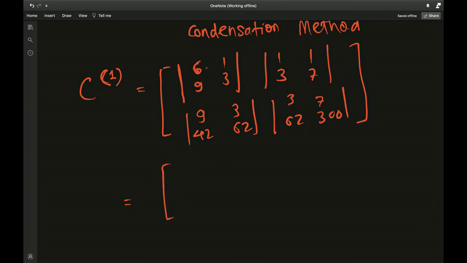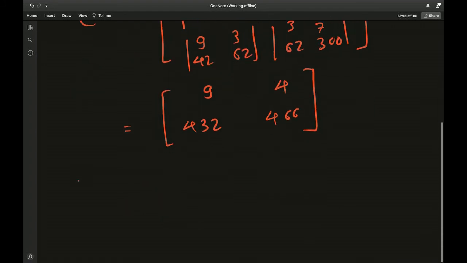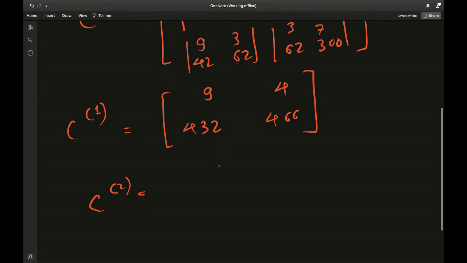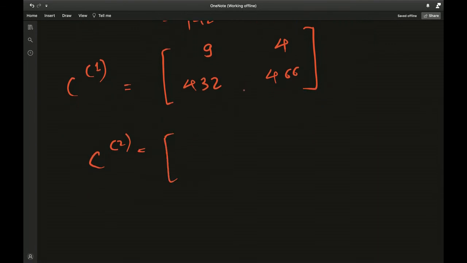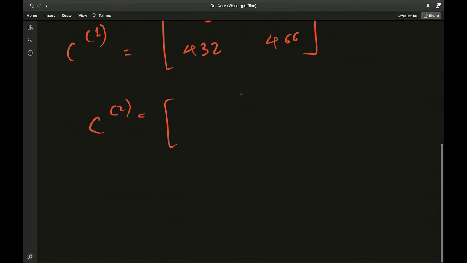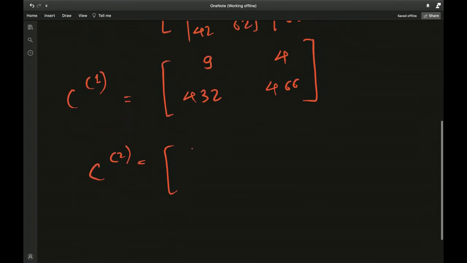Now we can treat these groupings as individual 2x2 determinants. So we know the formula, crisscross. 6 3s are 18 minus 9 is a 9. This just turns out to be a 4. This is 432. And this guy is 466. That is C step 1. Now for C step 2, do the same, make a grouping of 2x2 matrix. But this is already a 2x2 matrix, so the only grouping you can make is itself.